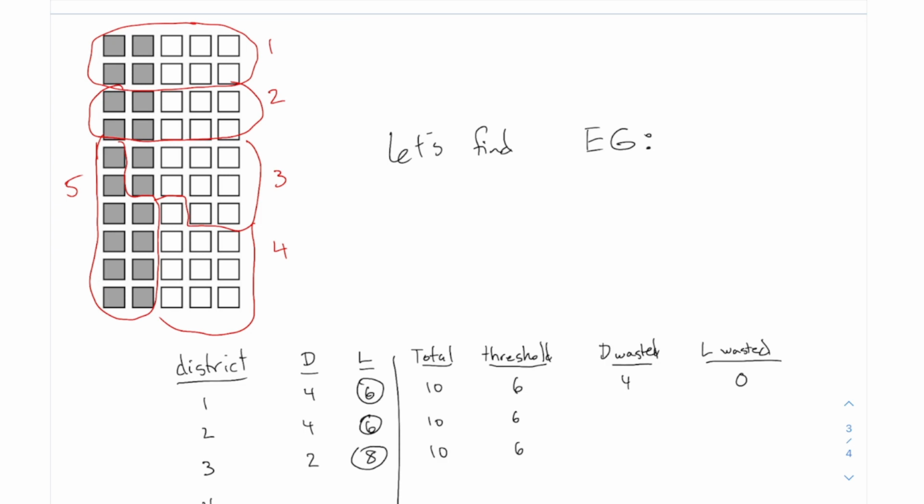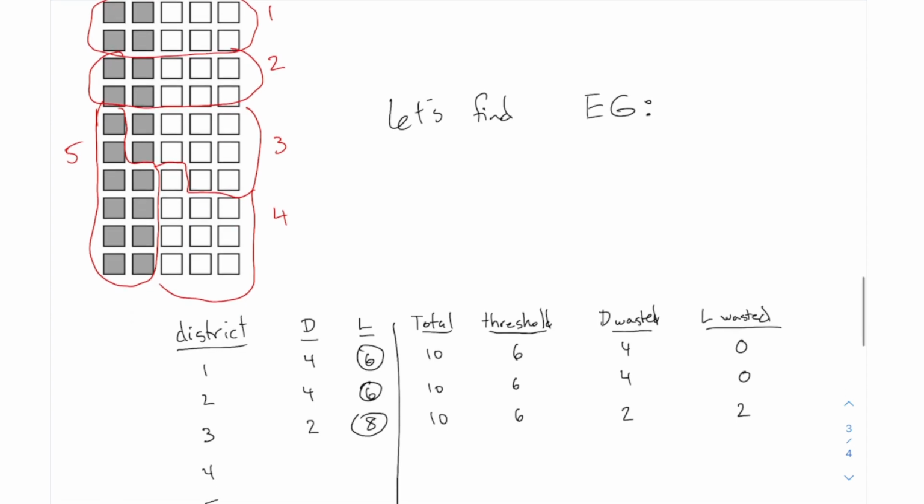The second row is exactly the same because all the numbers are the same. The D's wasted 4, the L's wasted 0. What do you say on the third row there? How many for the D's wasted? 2. Yeah, because they voted for the loser, so their votes are automatically wasted. And how many for the L's? Also 2. This is how many they voted over and above the threshold. The threshold is 6. They got 8. That's 2 extra. So the L's wasted 2 votes on that.